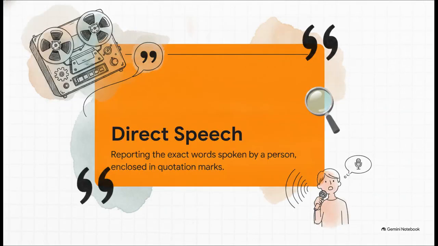So, let's lay down our fundamental building blocks. Direct speech. It is exactly what it sounds like, reporting the precise words spoken by a person, carefully enclosed in quotation marks. For instance, if your colleague Maha says, "I've got the files ready," you are basically acting as a perfect tape recorder, playing back her exact phrasing.